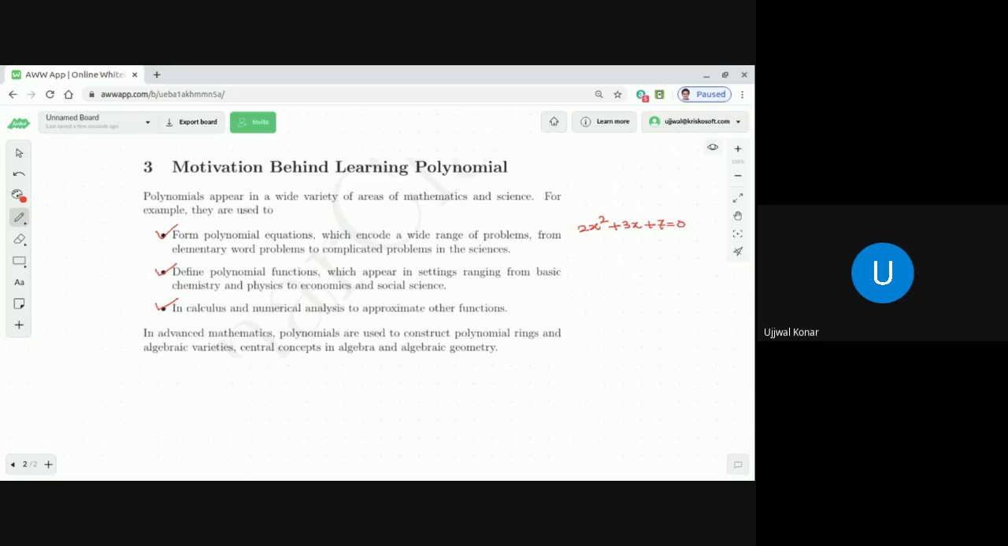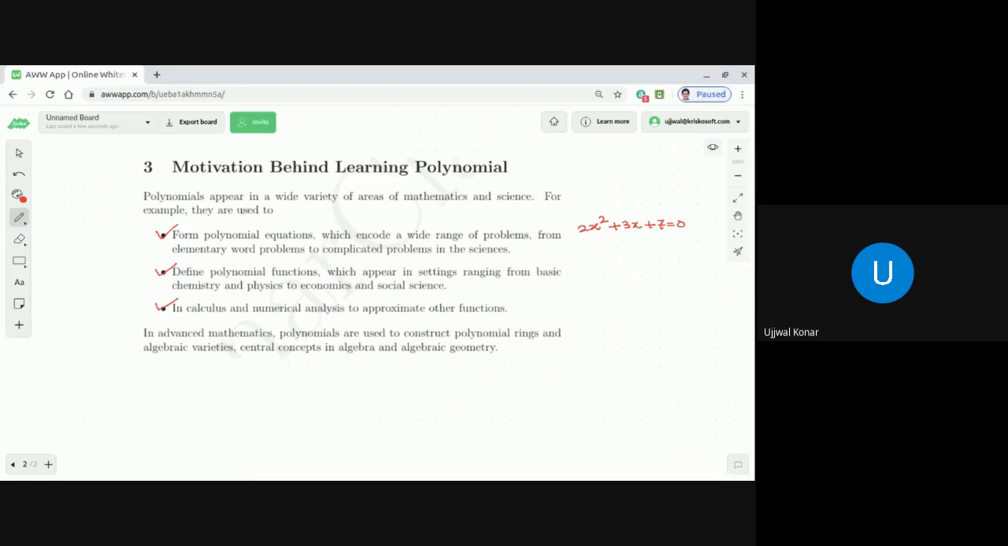In advanced mathematics, polynomials are used to construct polynomial rings and algebraic varieties, central concepts in algebra and algebraic geometry. These are all advanced topics and completely beyond your syllabus. But I intentionally mention them here because unless you have your fundamentals very strong, you may not be able to understand these advanced concepts later very clearly. That is why it is very important to understand polynomials, polynomial functions, and the different terminologies around them very clearly.